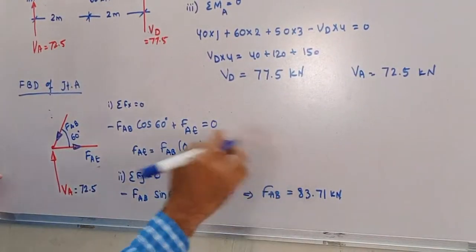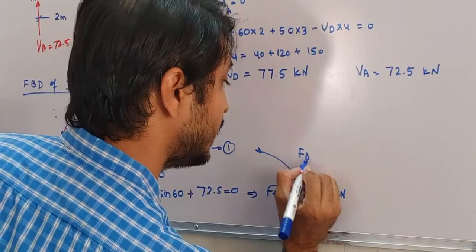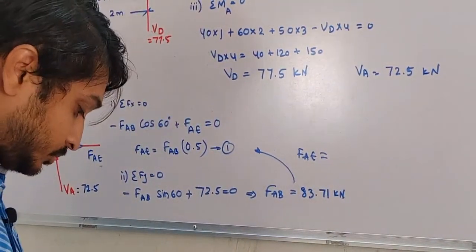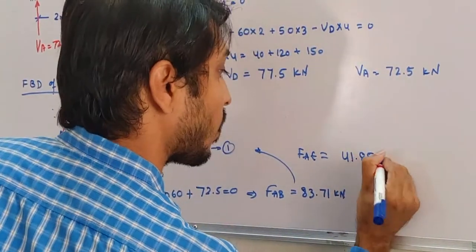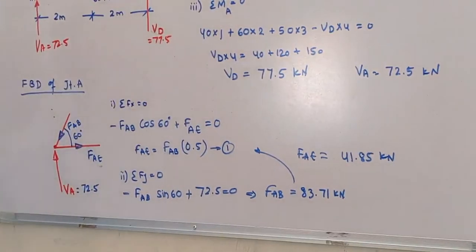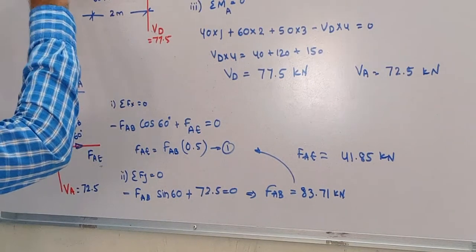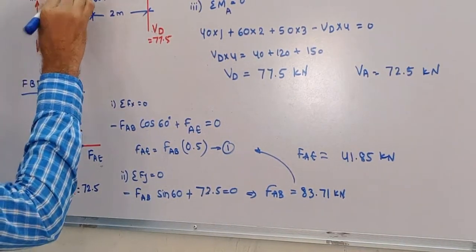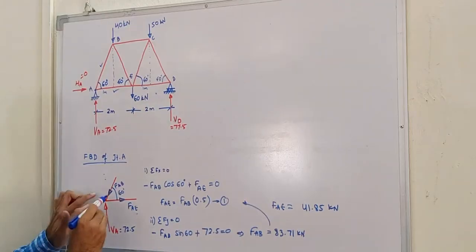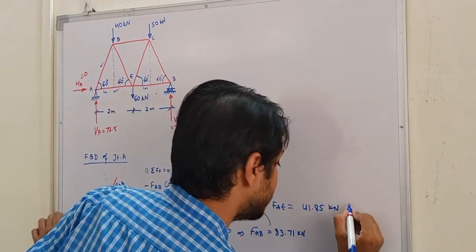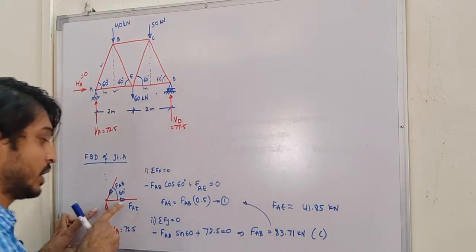And here also, if I back substitute in equation 1, I get FAE is equal to 41.85 kilonewton. So which members have we found now? We have found the force in member AB, and we have found the force in member AE. Other members will continue similarly. FAB is what I have given? Compression. In brackets you can write FAB as compression, and we have written FAE as tension, right? So it is away from the joint.